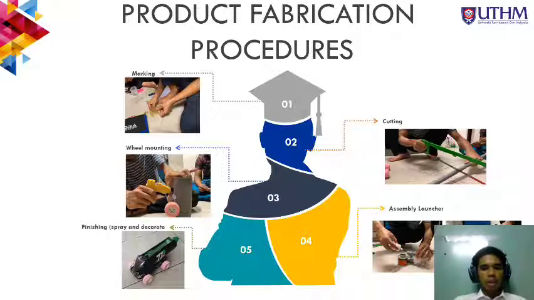For the assembly of the launcher, we use a PVC pipe, glue and cable tie to make the launcher. For the finishing, we spray and decorate with spray paint, and we add stickers on the drag car. That's all from me.